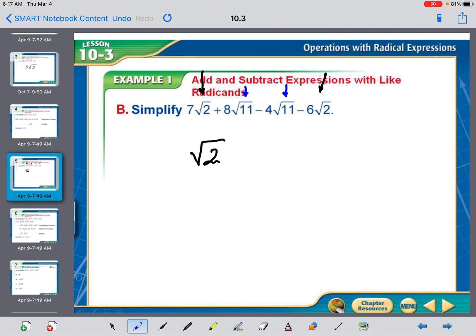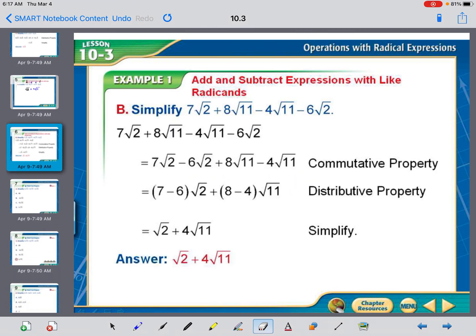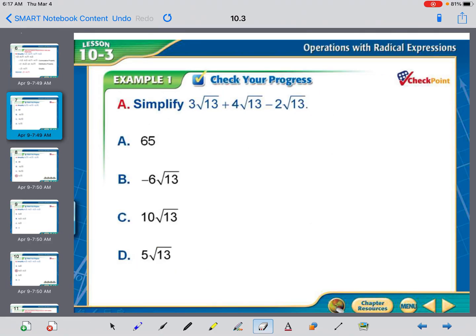Next, I notice these two are like radicals. They both have the square root of 11. So it's going to be the square root of 11. Then I'm going to work with the outside parts. Those are really coefficients, but I like to call them inside and outside just for immediate clarity. So that's 8 minus 4, which is a positive or plus 4. And since these are not like radicals, we are done.